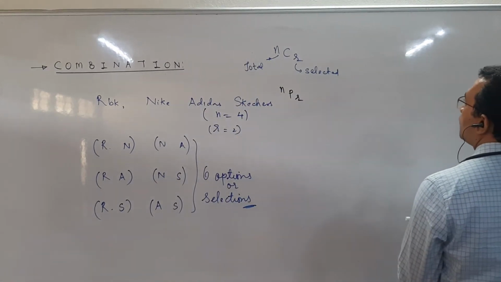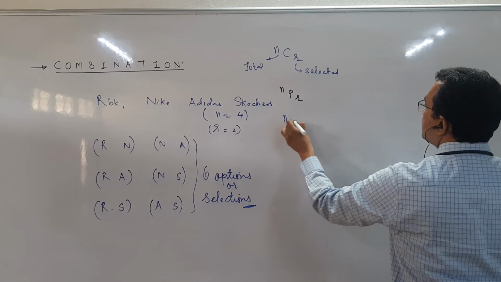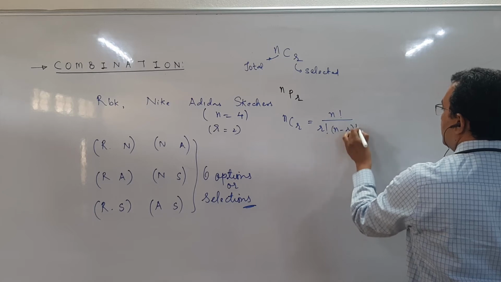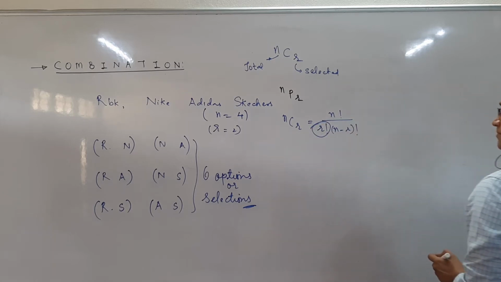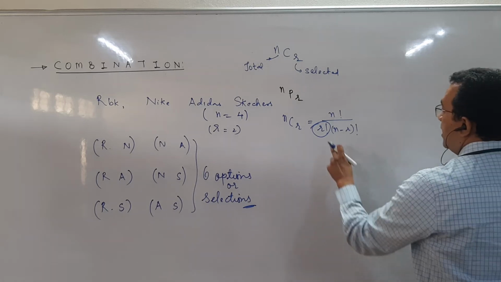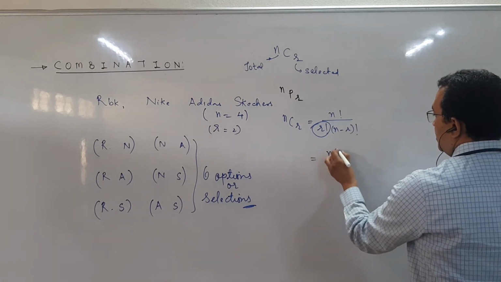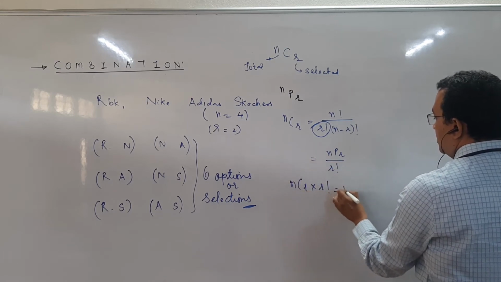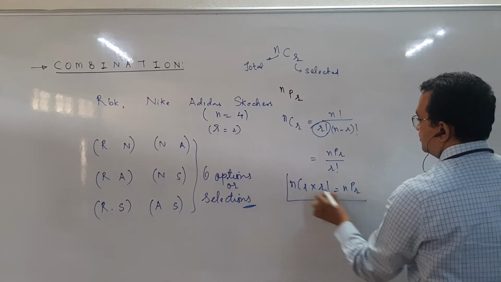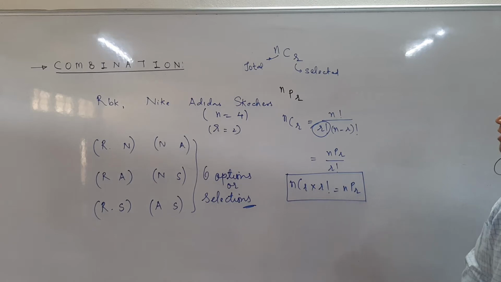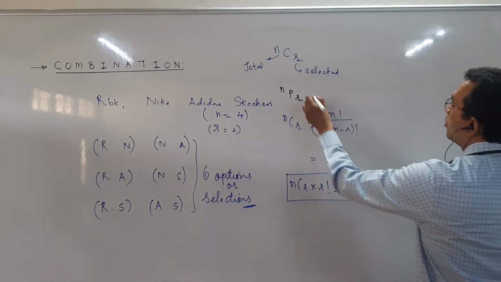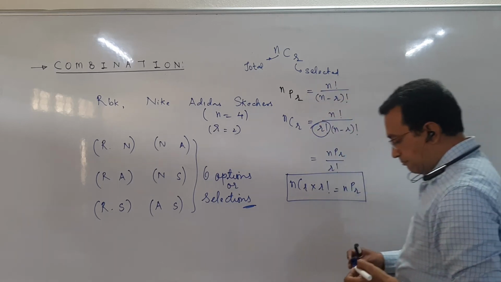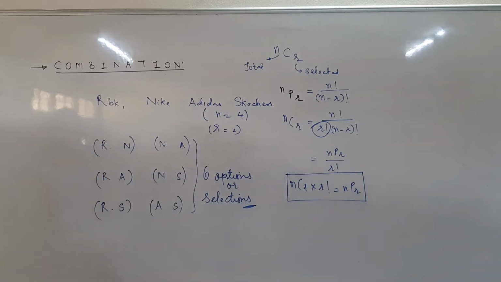The formula for combination is NCR is equal to n factorial upon R factorial into n minus R factorial. This is extra in combination. Why? Because the order of selection is not important, so you can write it as NPR upon R factorial. So NCR into R factorial will give us NPR. This is very, very important, students. The formula of NPR we know. So let us revise: it is n factorial upon n minus R factorial.